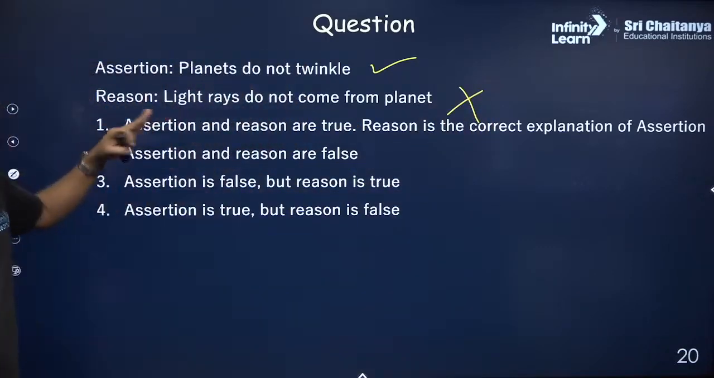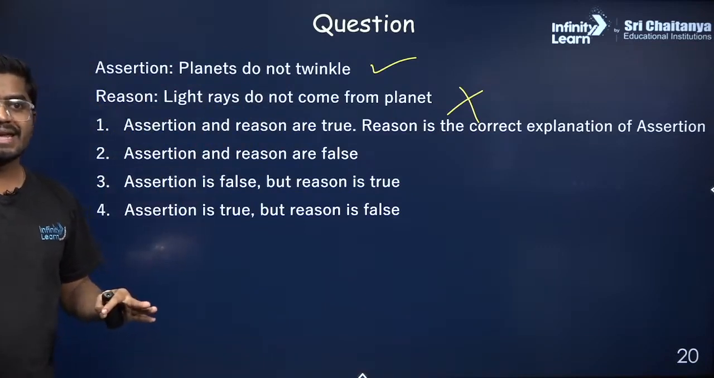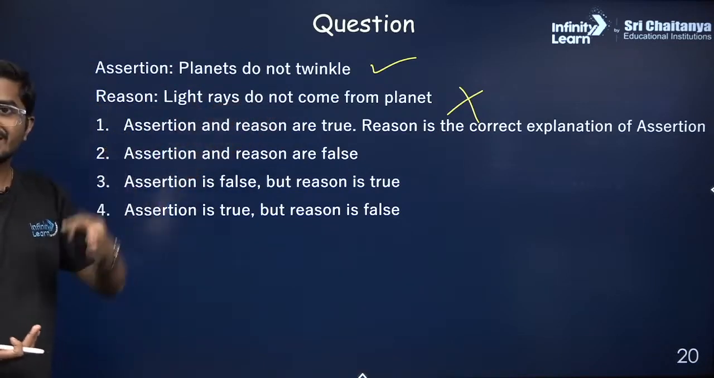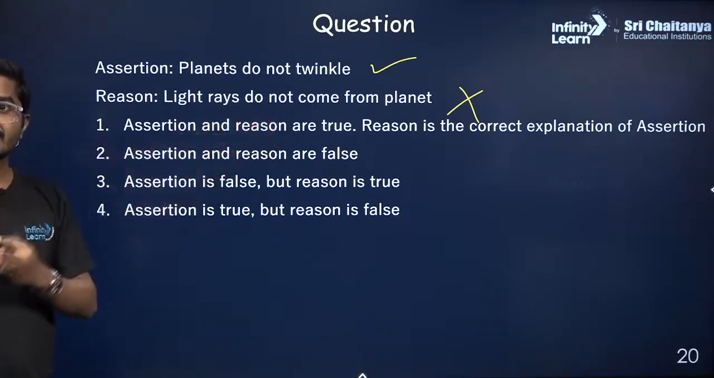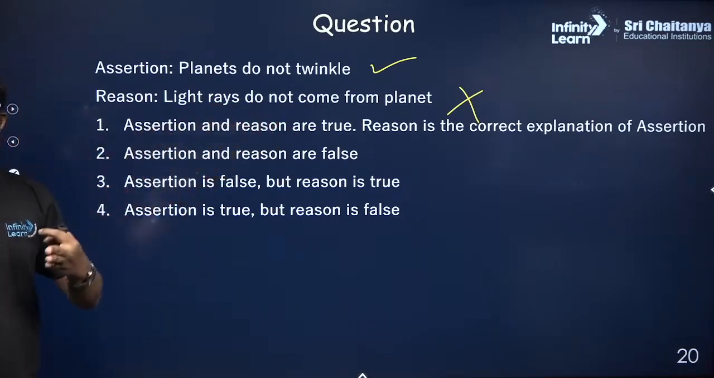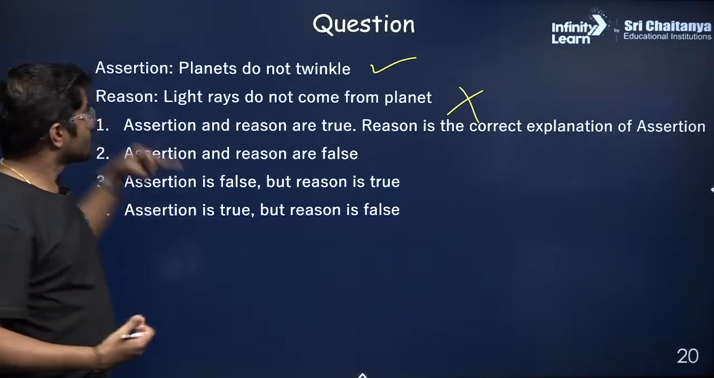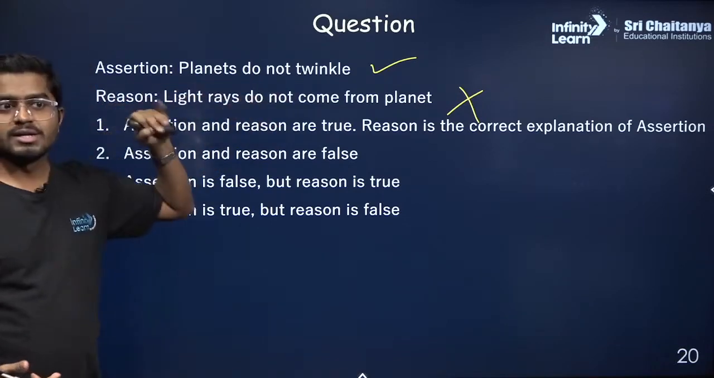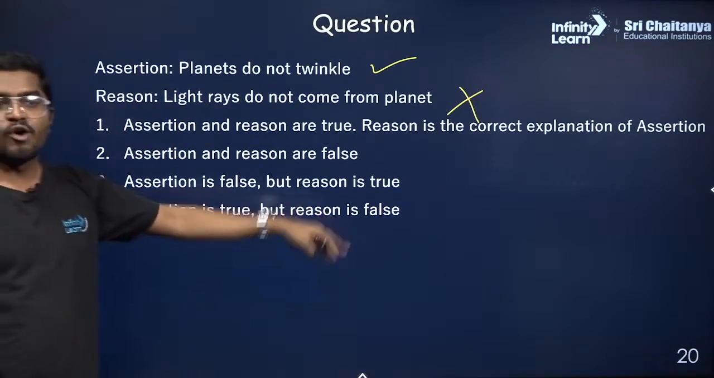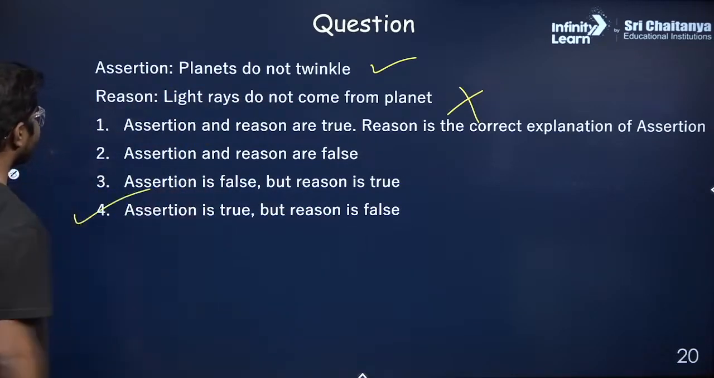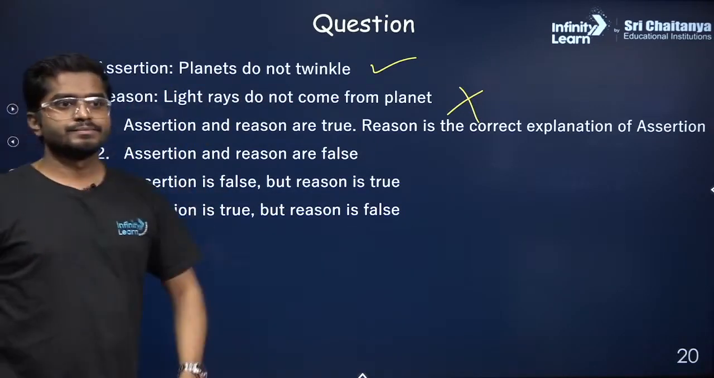Why is it wrong? Planets do not produce their own light, but they can reflect the light. By reflection also they will give the rays. They will reflect the rays towards us. So the reason is wrong. So now tell me which one is correct? Assertion is true, but reason is false. It is option number D or 4, whatever.